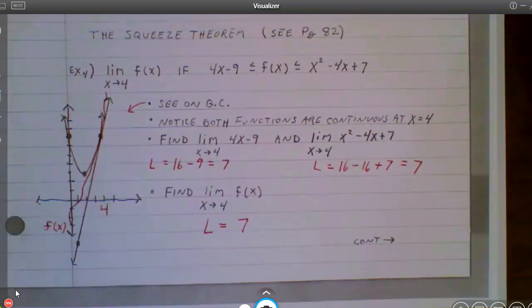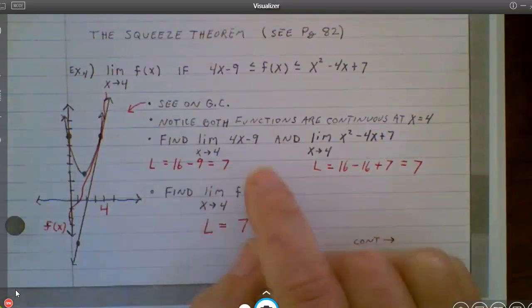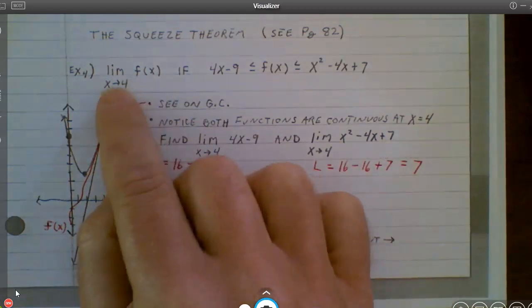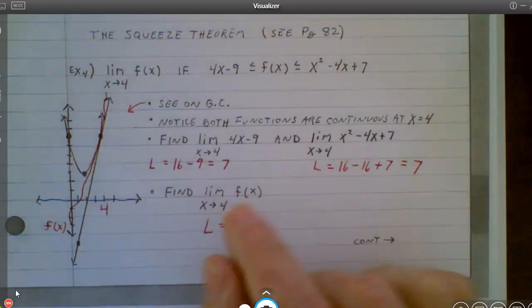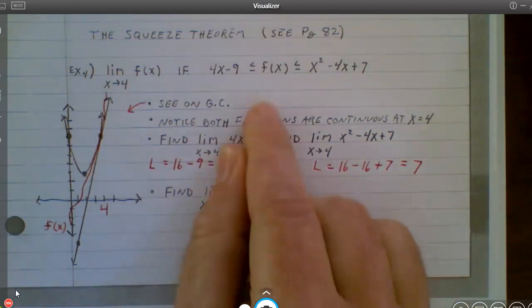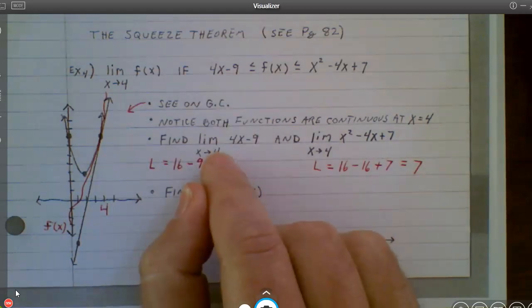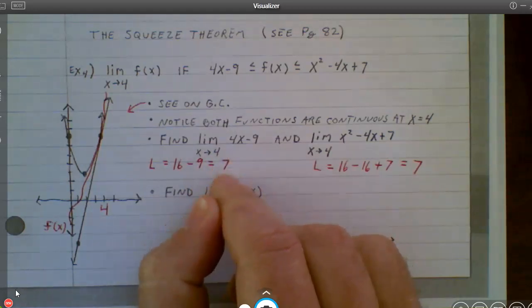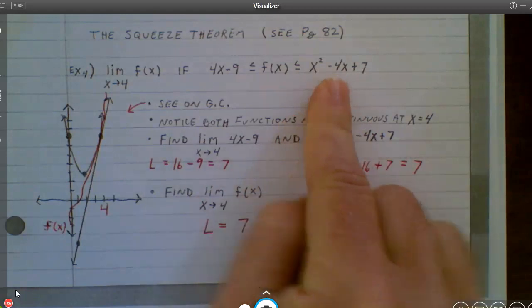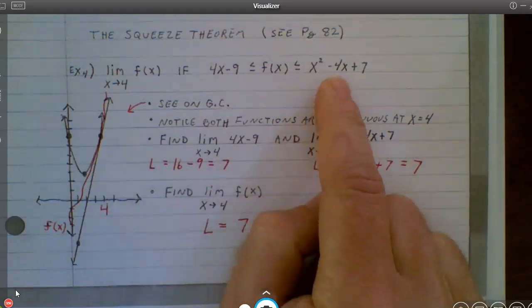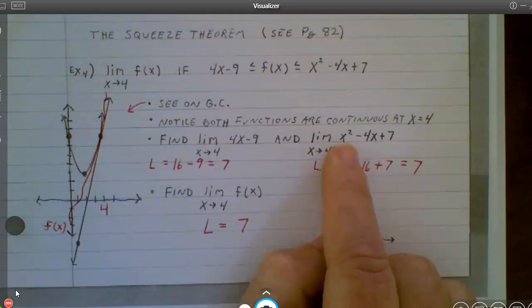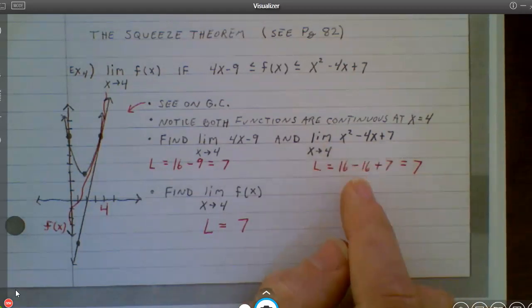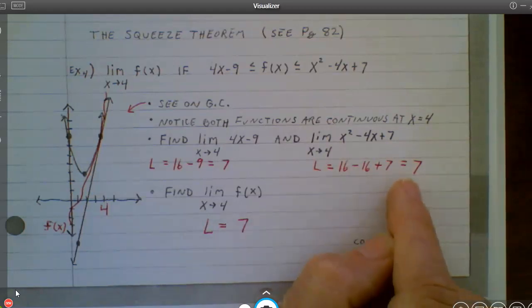So in this particular problem, we are looking at the limit of f of x as x approaches 4. If I look at the limit as x approaches 4 of 4x minus 9, well, this is a good candidate for direct substitution. I can plug my 4 in right there, and you'll notice that the limit as x approaches 4 is 7. If I look at the limit as x approaches 4 on the upper function, the parabola, I can do direct substitution on that one as well. If I plug in my 4 for x, you'll notice the limit on that one is also 7.